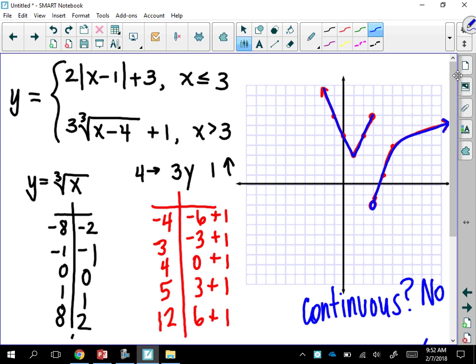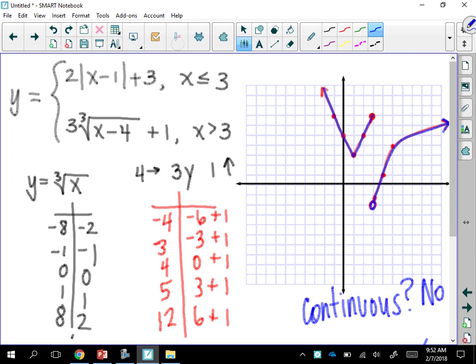What's the domain of this? Negative infinity to positive infinity, right? It is. It includes all values in the domain. Because right here at 3, it is defined up here. So there is a defined value at 3. It's just the two pieces don't connect. So the domain is all real numbers. It's just not continuous at 3. Okay? All right, let's try another one together.